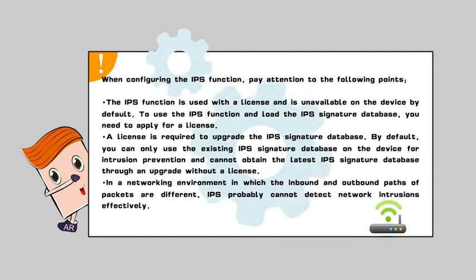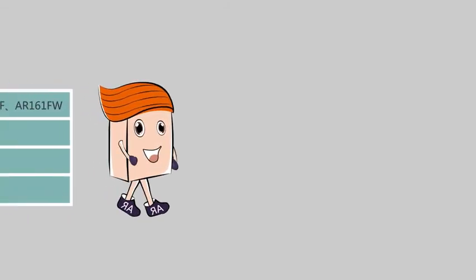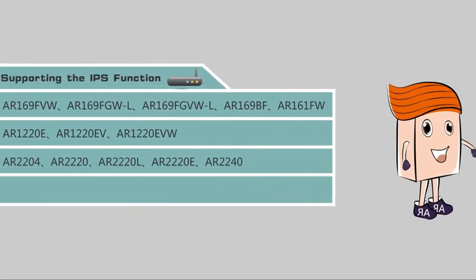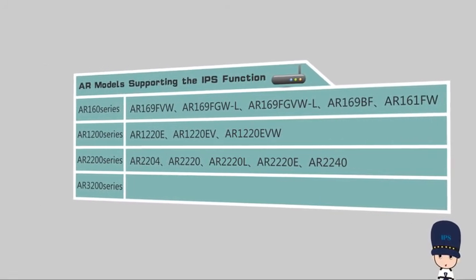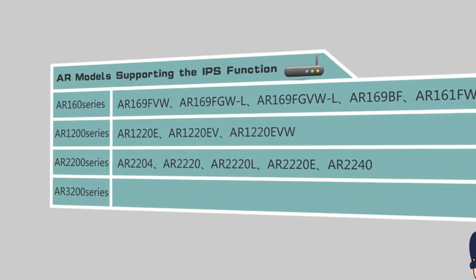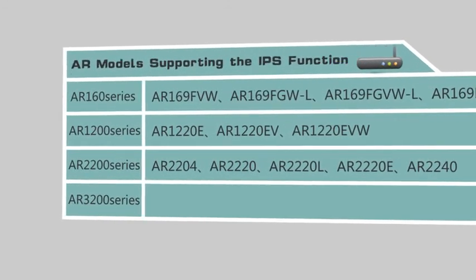In a networking environment in which the inbound and outbound paths of packets are different, IPS probably cannot detect network intrusions effectively. Only the AR160 series, AR1200 series, AR2200 series, and the AR3200 series support the IPS feature.